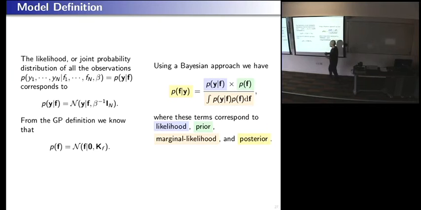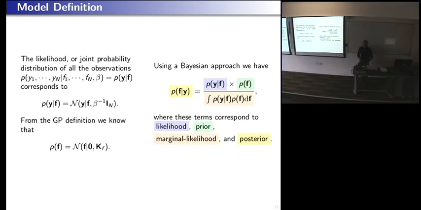Assuming that each observation in the vector y is independent and identically distributed, we can build the likelihood, or the joint probability distribution of all the observations. We can show that the likelihood corresponds to a normal distribution with mean f and covariance an identity matrix multiplied by the variance, or inverse precision. From the definition of the Gaussian process, we know that this vector of function values will also have a normal distribution. We assume a zero mean, and we calculate the matrix K_f by evaluating the kernel at different instants of time.